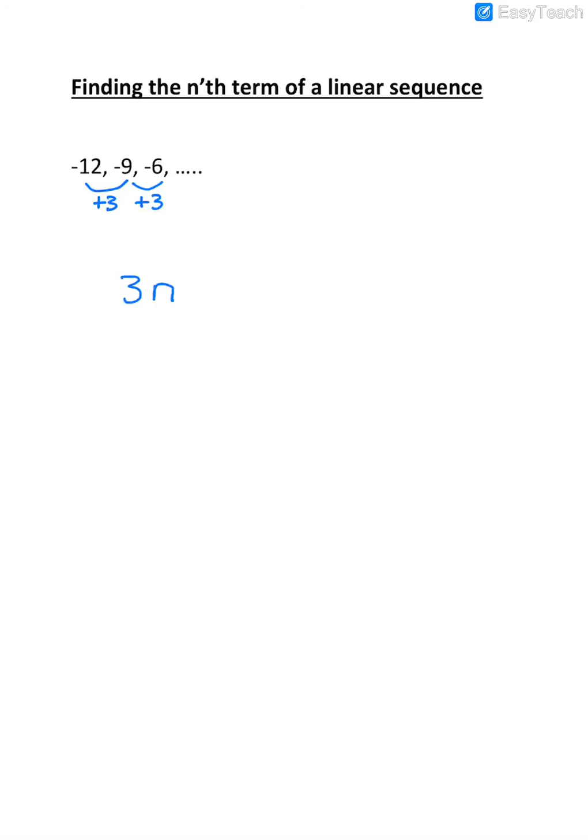You then look to see what should go before the first term so that the sequence still goes up in 3. And that, of course, would have to be a -15. So if you extend that sequence back, you get a -15. So the nth term of this sequence is 3n minus 15.